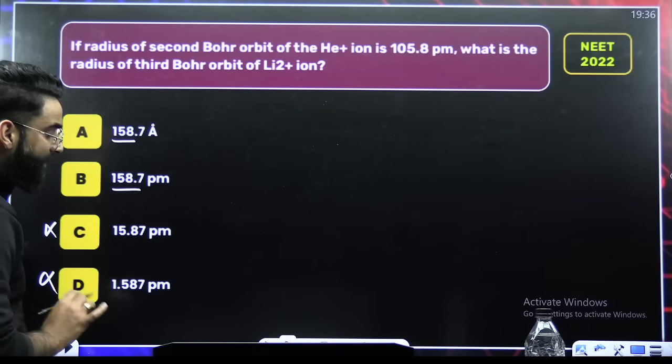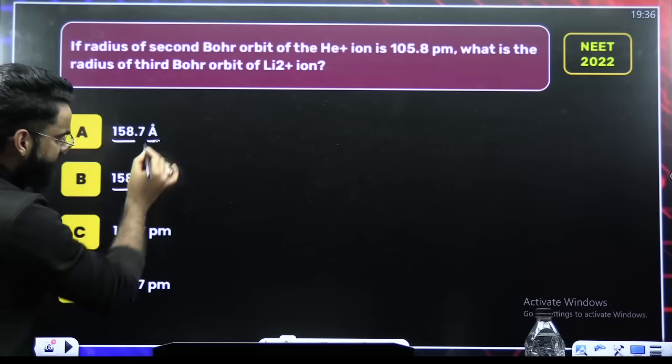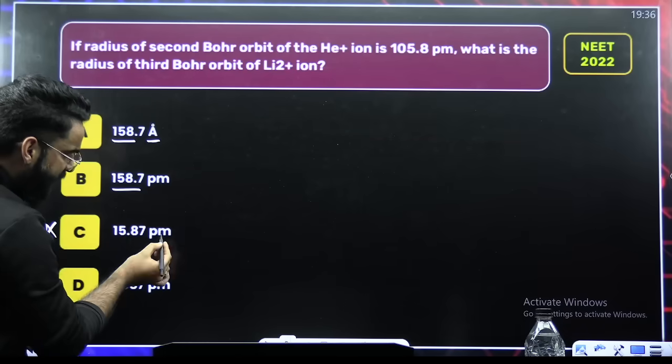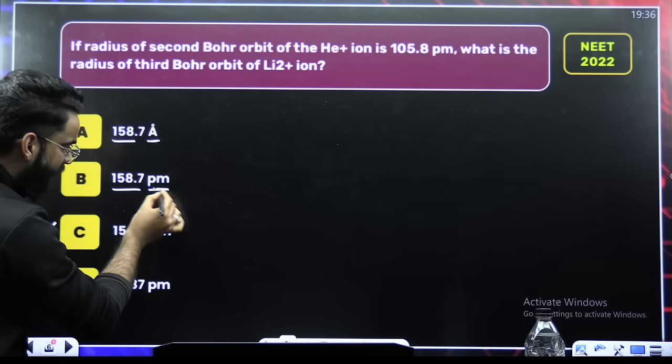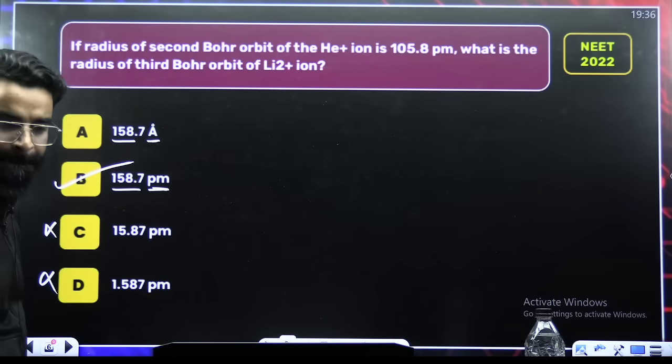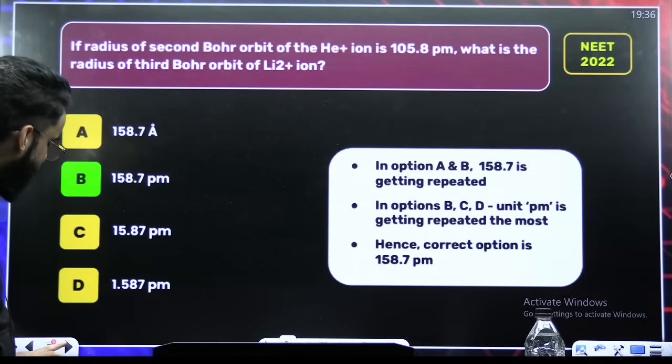Perfect. Right? Now, my dear students, here the unit is angstrom. Here the unit was picometer. Here it is picometer. Here it's picometer. So common is picometer. So I'll go with option number B. Right? Moving on to the third one.